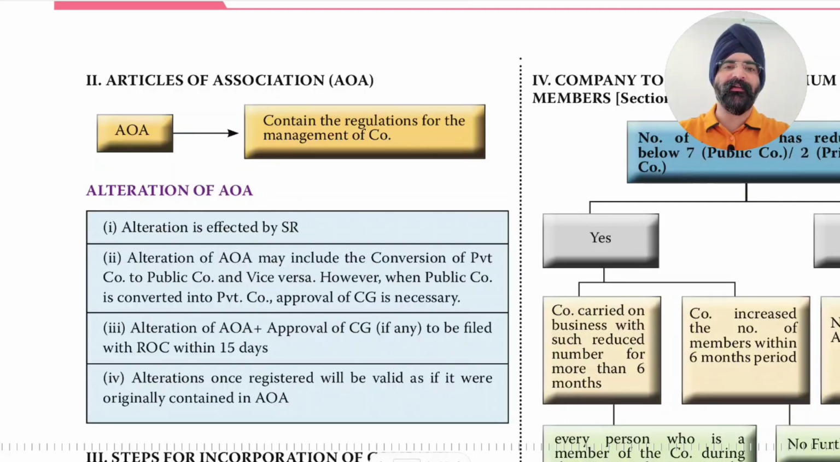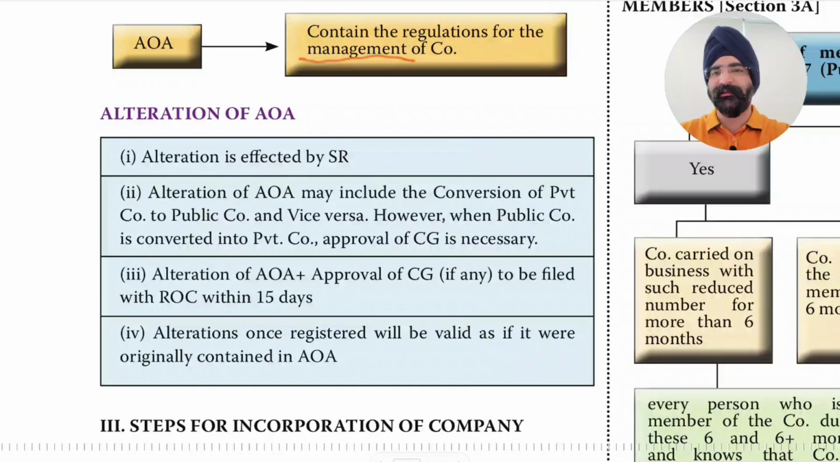Articles of association contain the regulations for the management of the company. So we know that company is a separate legal entity. Funds are invested by shareholders. Management is taken care of by board of directors. So there is a code of conduct for board of directors. These are the regulations for the management of the company, how management will operate. Alteration of articles: alteration is effected by special resolution. So if we want to alter articles, then we have to pass a special resolution.